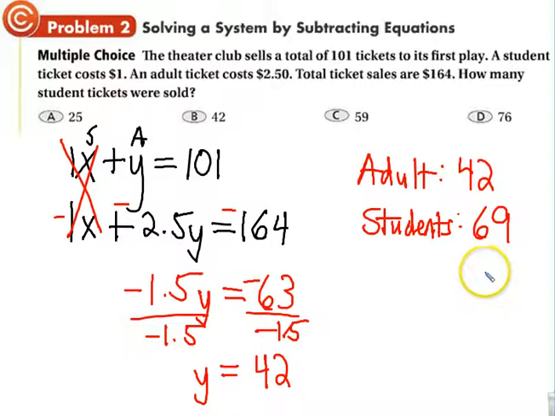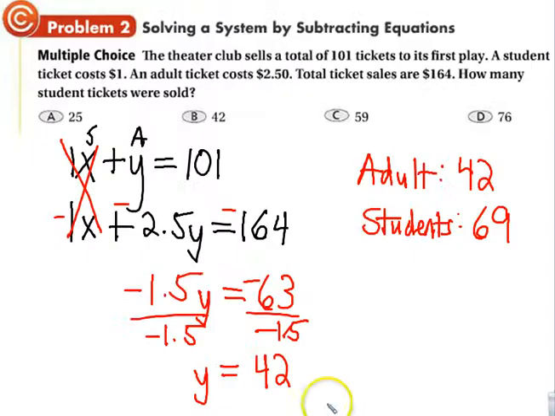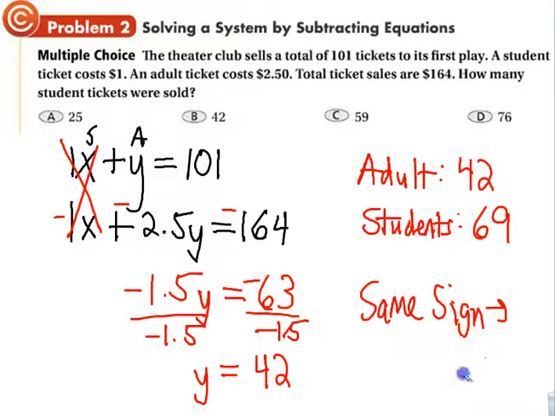Right? So in this case, if in this one back here we have different signs we added, if we have the same sign, we subtract.